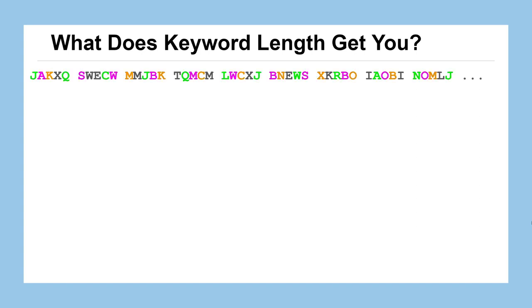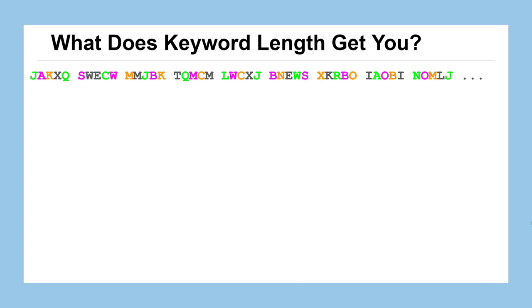The green ones were all enciphered using the same letter from the keyword, assuming we guessed the length of the keyword correctly. That J, Q, C, J, Q, L, and so on were all enciphered using the same letter from the keyword. The pink letters, A, S, W, B, and so on, are all enciphered using the same letter of the keyword. The orange ones, the gray ones, likewise.